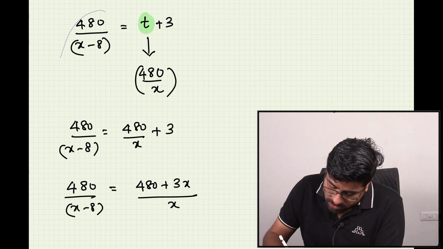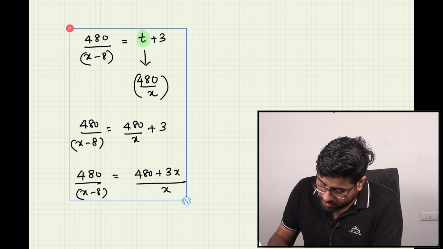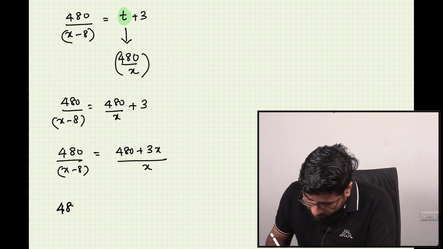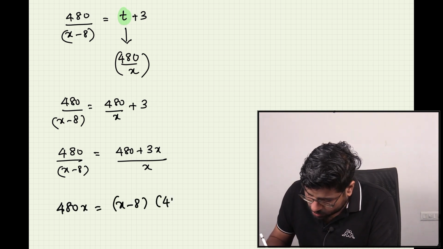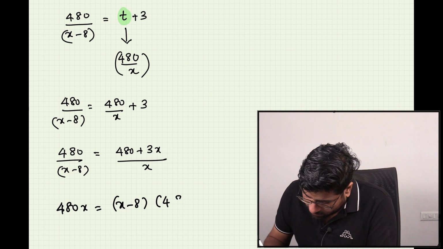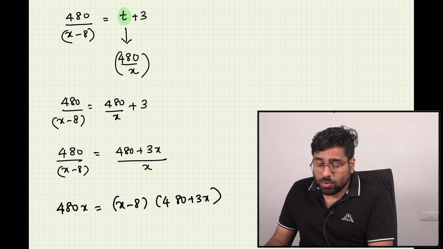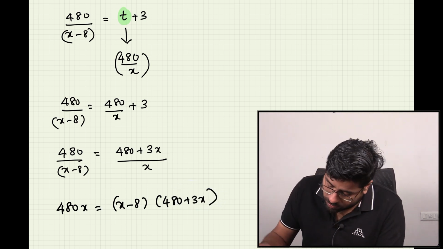So the equation is going to be, I'll just reduce the size of the whole thing so that we can have more space to write. This is going to be a little bit lengthy equation. That is 480 into x is equal to x minus 8 into, sorry, this is going to be 480 plus 3x. There are different methods to solve it. I'm just giving you one of the methods. I'll give you one more method here.